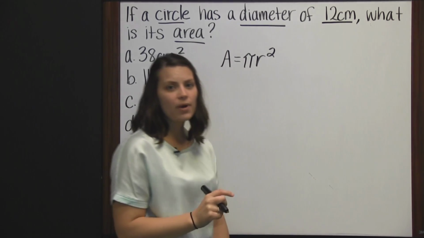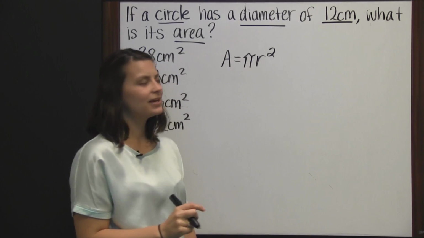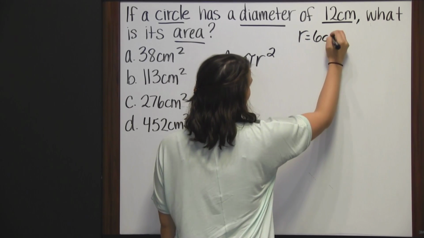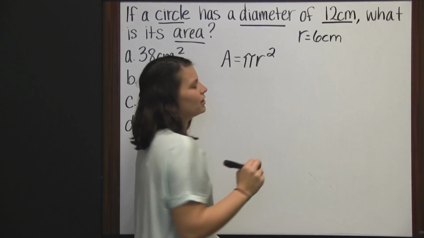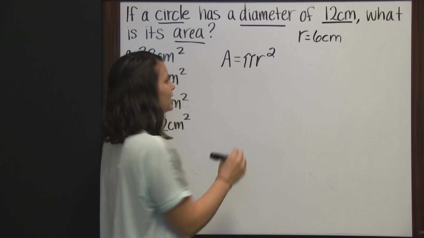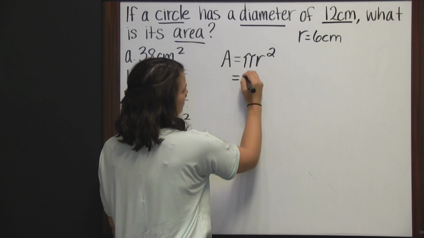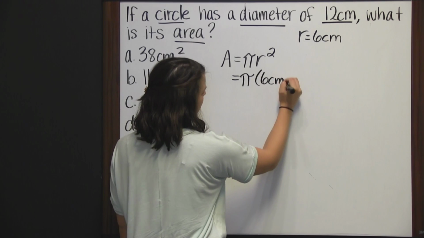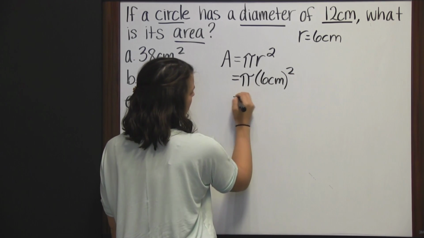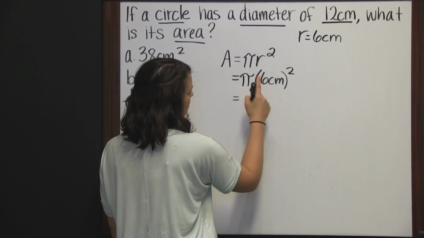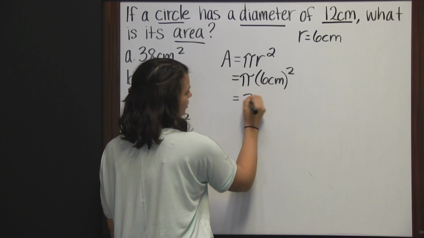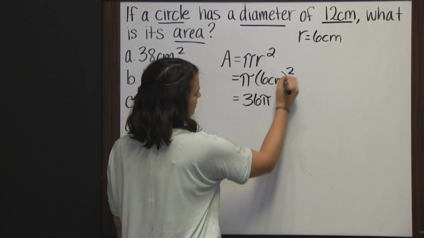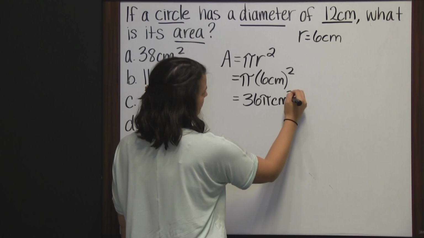So half of 12 centimeters would be 6 centimeters. So that means our radius is 6 centimeters. So we take our radius and substitute it into our formula. So area is pi times 6 centimeters squared. So the area is 6 squared, 36, pi centimeters squared.